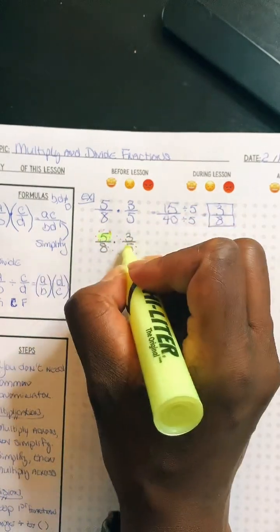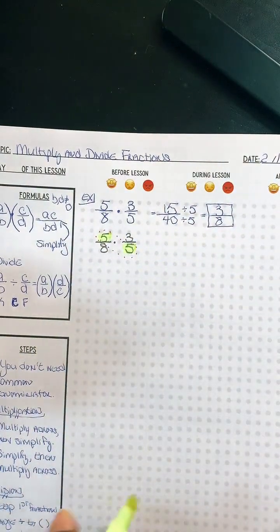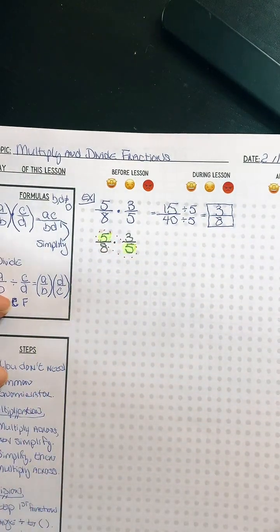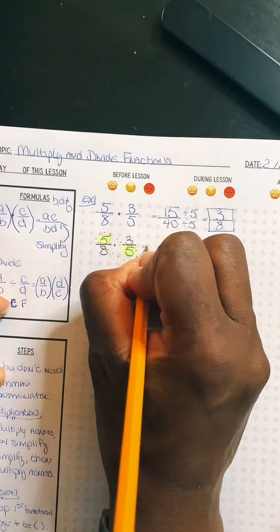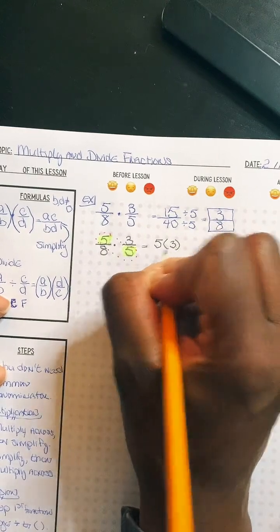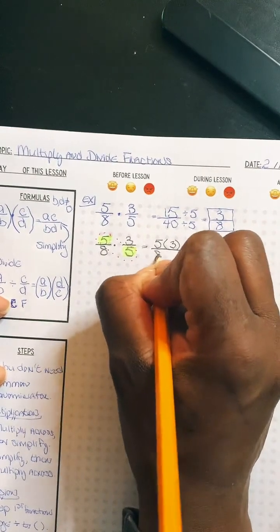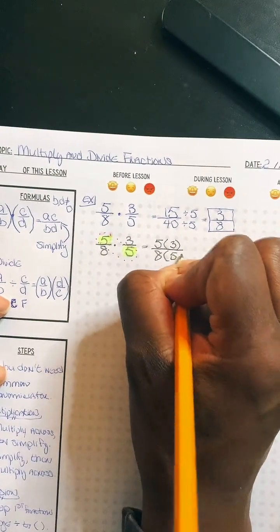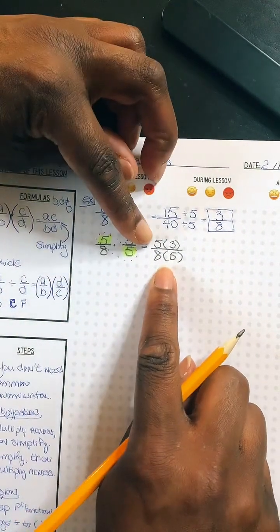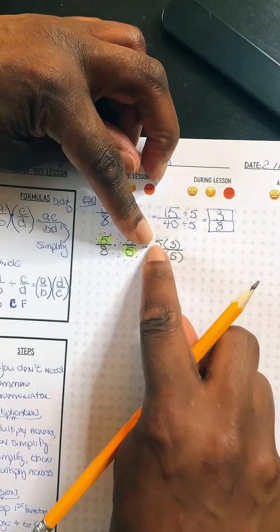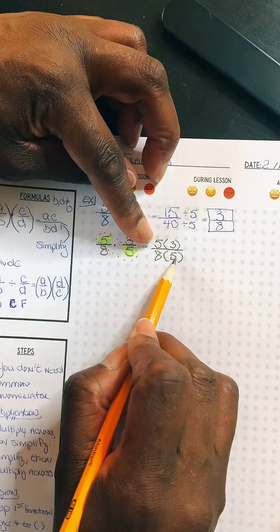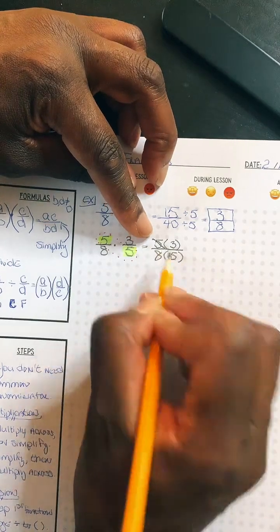Let me clarify it up a little bit. This is the same, if I may put it to you this way, as me writing out 5 times 3 over 8 times 5. Right here, 5 and 5, they can cancel out or give me 1, because 5 divided by 5 gives me 1.